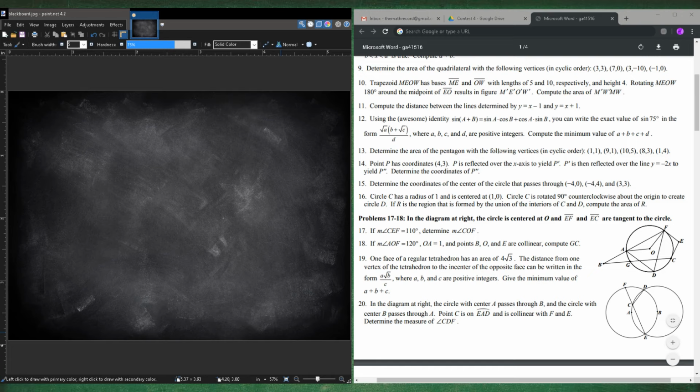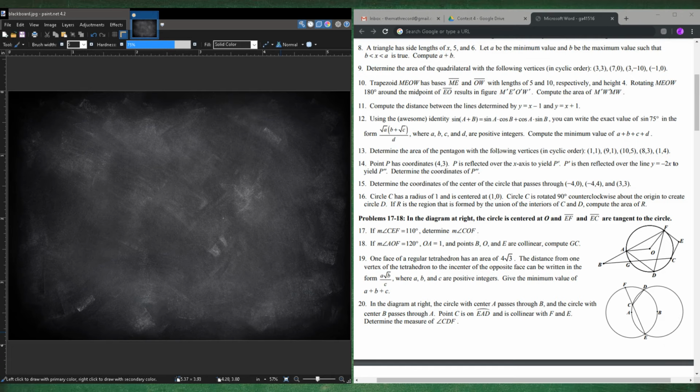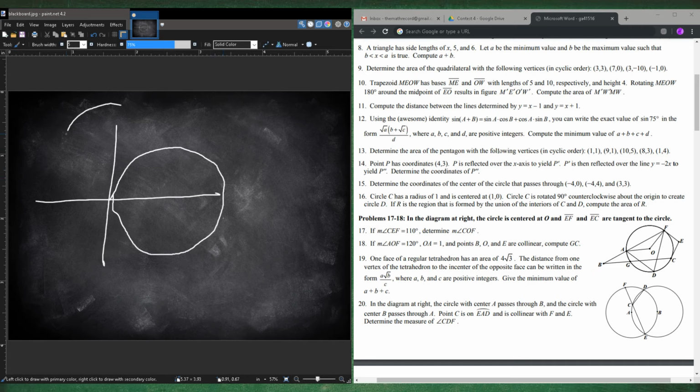Question 16. Circle C has radius of 1 and a center at 1, 0, and circle C is rotated 90 degrees counterclockwise around the origin to create circle D. If R is the region that's formed by the union of the interiors of C and D, compute the area of R. So, gonna have a circle, center right here, 1, 0. So when it's rotated 90 degrees, it kind of gets up here.